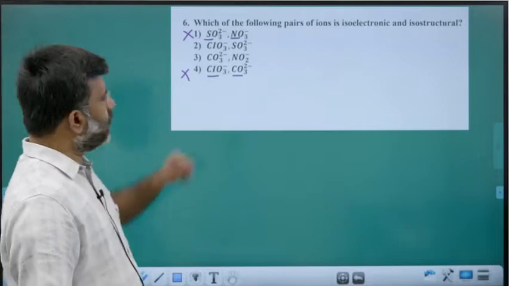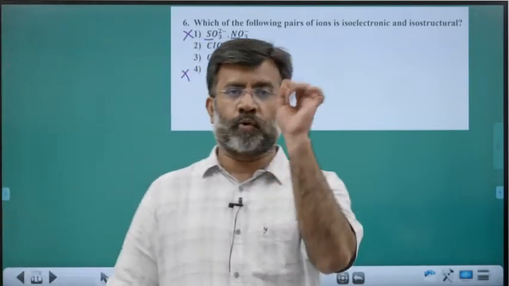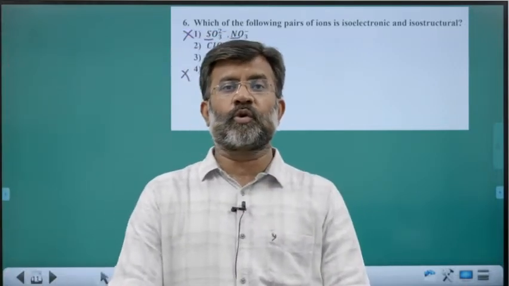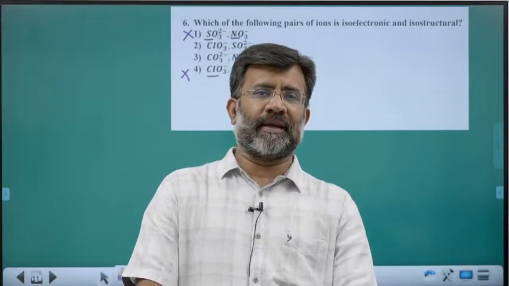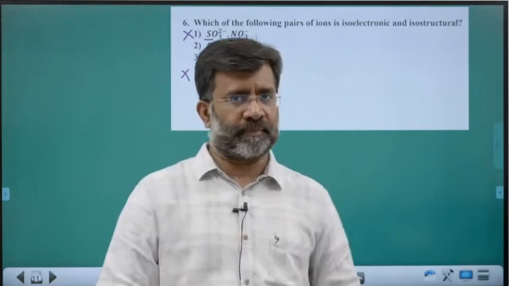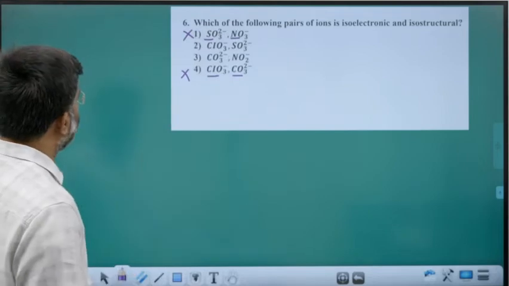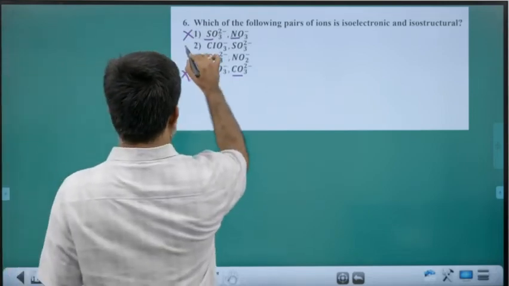You see, carbonate is sp2 trigonal planar. What about NO2 minus? It is sp2 bend shape. And the answer is the second choice.